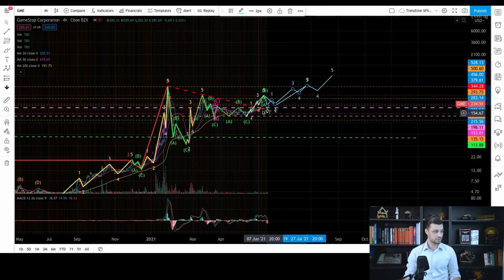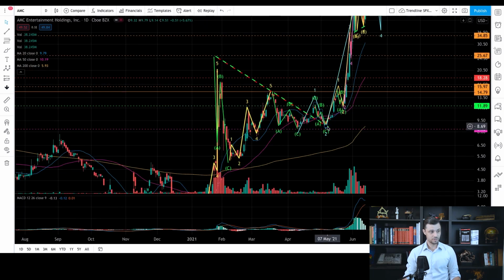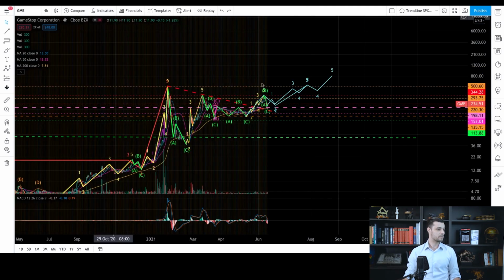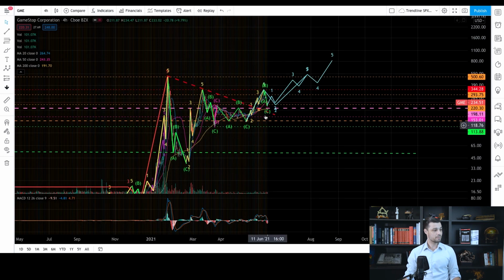For example, AMC retested this trend line in the AMC chart that you can see here. We broke the trend line connecting the 2 highs that we're having here, and then we retested it, guys, and we corrected very deep in the second wave before this massive move up we had to 75. I mean 73, but whatever. And here we might do the same thing.